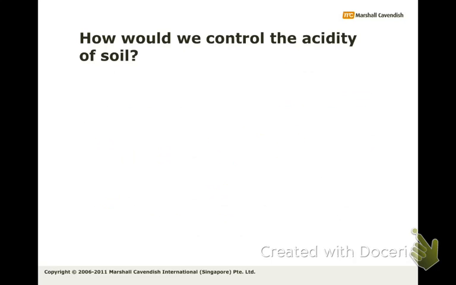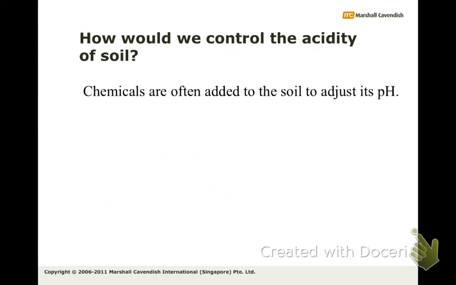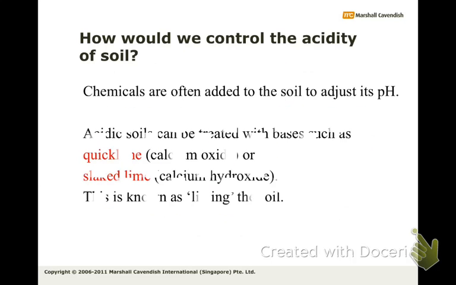Usually to control the acidity of the soil, you add chemicals to it. Essentially, what chemicals do you add? Quicklime. Please take note, quicklime and lime are the same, but slaked lime is different. Calcium oxide is quicklime, and calcium hydroxide is slaked lime. This is called liming of the soil. You add lime to it.